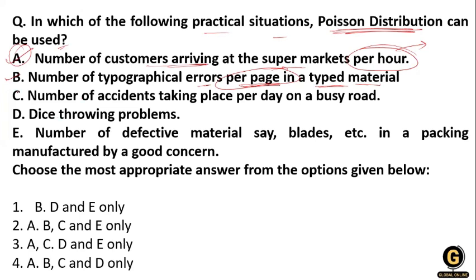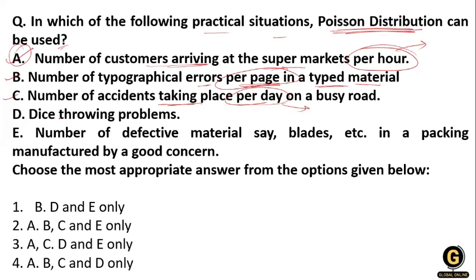Then statement C is the number of accidents that take place per day. On the same basis, it is also a Poisson distribution, because the number of accidents that happen has a very small rate of occurrence. So this is a Poisson distribution.